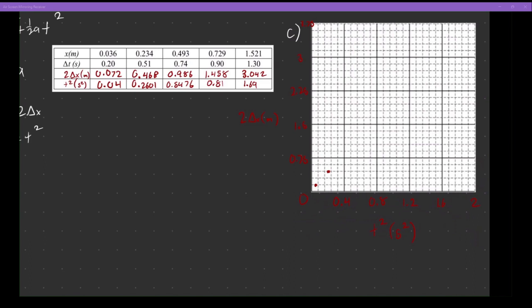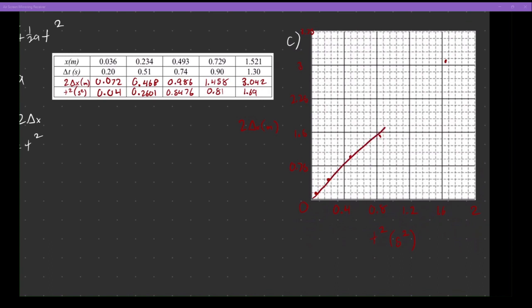And then the next point is 0.54, and it's about 0.986, so I would say it's about right here. Next point is 0.81, and the vertical is about 1.4, so the next point is about right there. And then the final point is 1.69, and the vertical is 3.042, so the point is about right there. So drawing a line through this, I'll try to get a line of best fit, so that looks like about there. So yeah, that's part C.